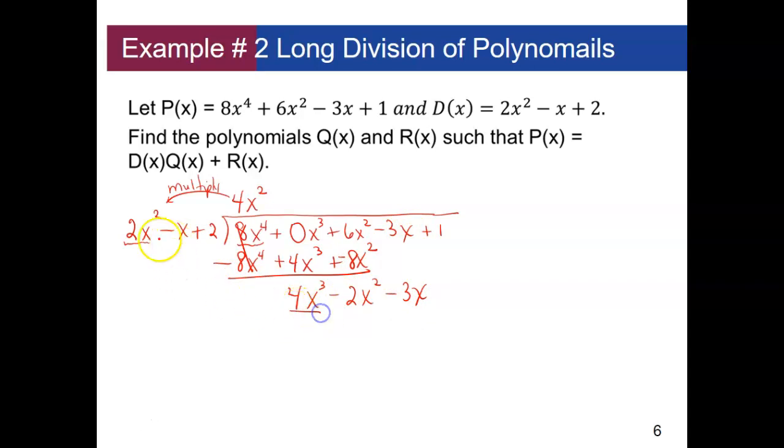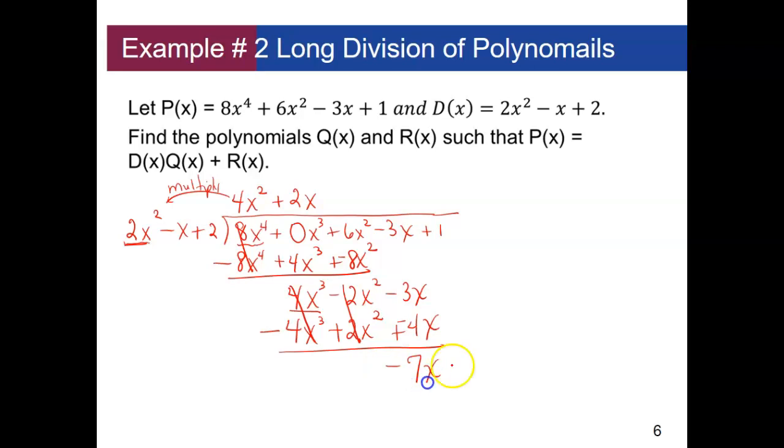Okay, next I want to compare these two. So I'm going to have to multiply this by a 2 and an x to get it to match up here. 2x times 2x squared is going to give me 4x to the third. 2x times negative x will give me negative 2x squared. 2x times 2 will give me 4x. Okay, subtract. So change all of my signs. These will cancel, and it just so happens these also cancel. So I have negative 7x.